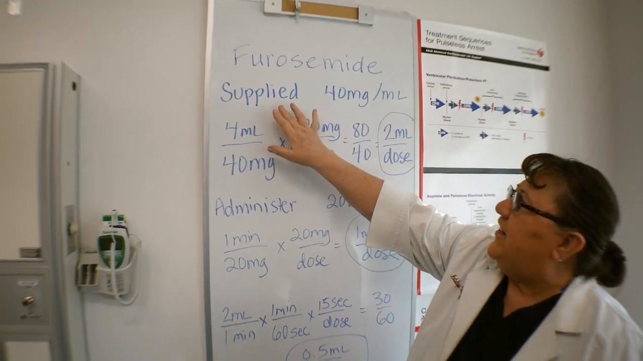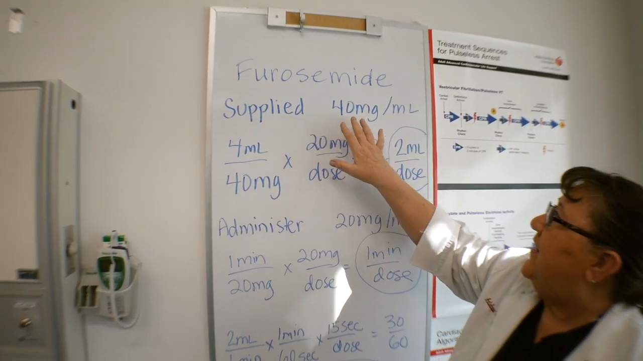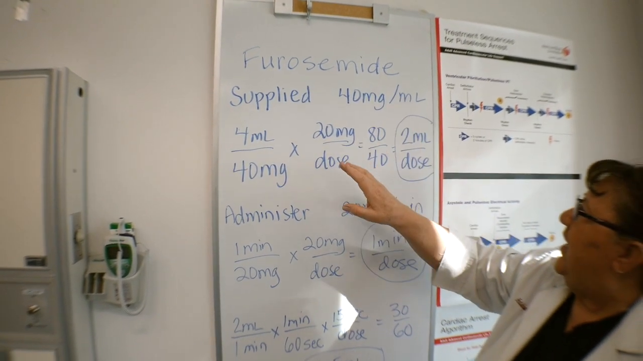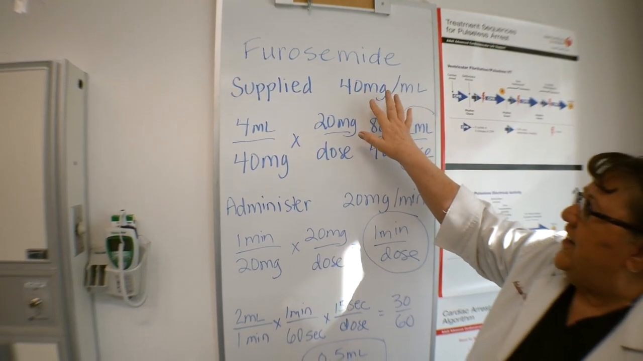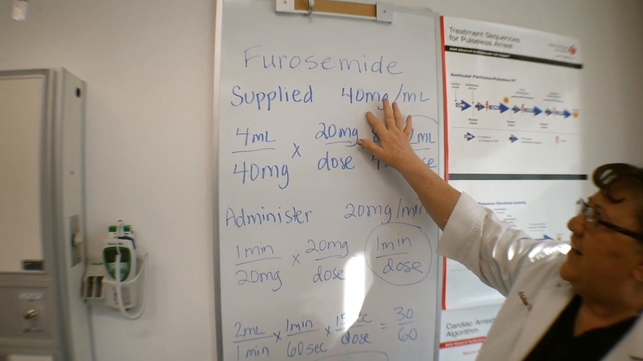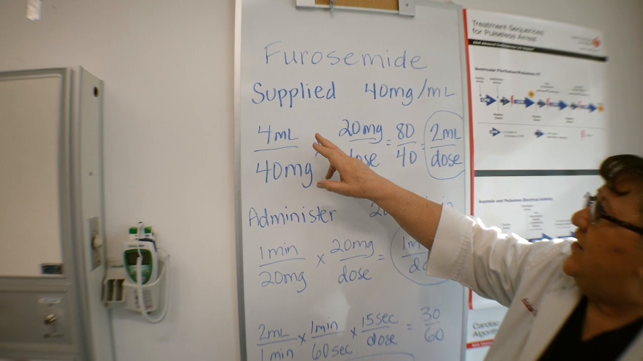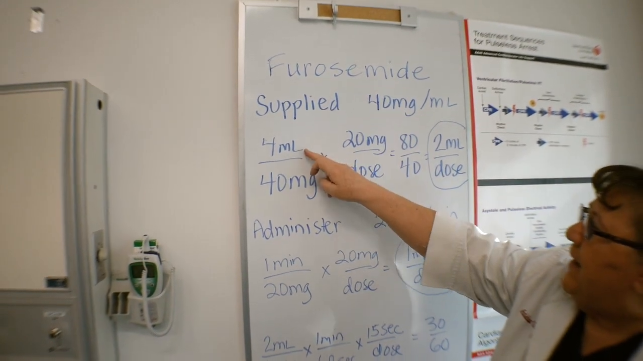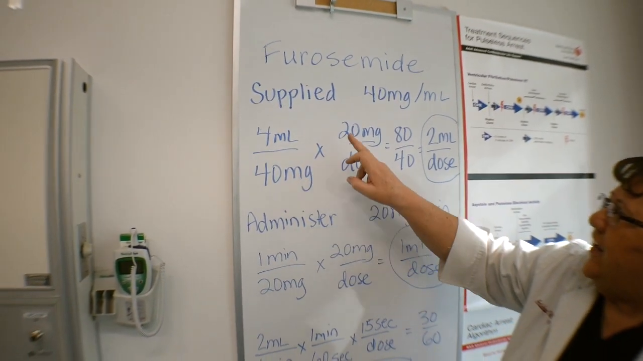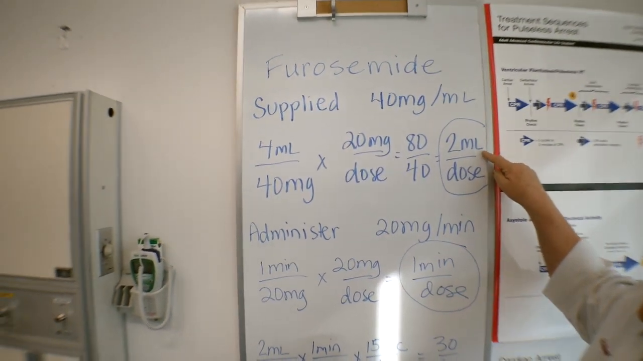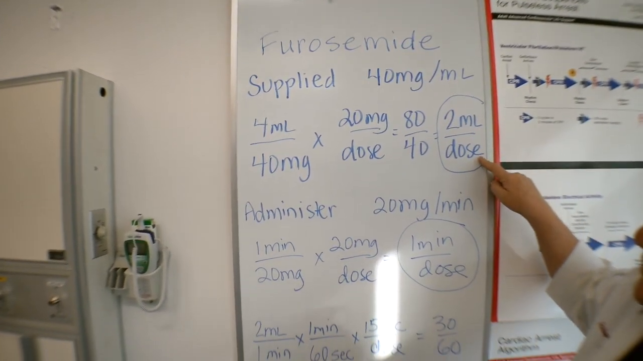So our scenario will tell you what it's supplied, 40 milligrams per milliliter, and then the scenario will give you the dose. So in this case, the dose that we're going to be giving is 20 milligrams. So we need to get the supplied amount, the 1 per 40, 20 milligrams per dose, and it comes out to 2 milliliters per dose.